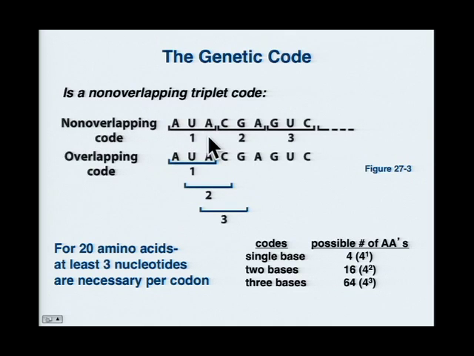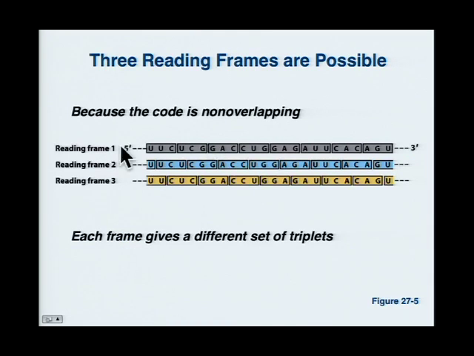But how did we figure out that it was a triplet code? And so here's this concept of reading frame. If it is non-overlapping, where we start the interpretation vastly affects the type of polypeptide we synthesize. If you look at each of these three reading frames, you have a completely different set of triplets here. And so we need to have some mechanism to precisely, at the single nucleotide level, figure out where to start reading this frame.